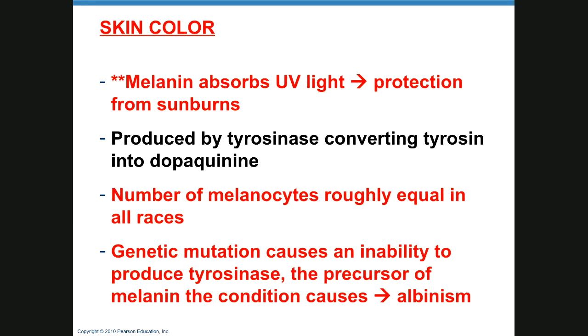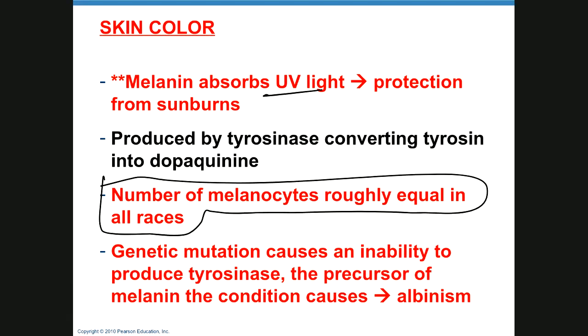All right, protection from sunburns. This is also important to remember. The number of melanocytes is about equal among all races. About 10 to 25% of the cells in the basal layer are going to be melanocytes. So it's not the number of melanocytes that varies among races. What varies is the ability of the melanocytes to produce melanin. So the darker the skin, the more melanin these melanocytes can produce.